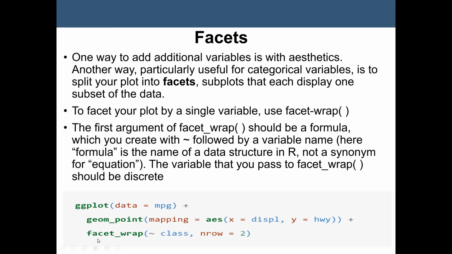Now, this is the new thing we're learning today. We are using facet_wrap and a variable name, class. We always start the formula with a tilde, followed by the variable name. So tilde, here we are using a variable. The variable class has to be inside our data. Then nrow means the number of rows is 2.